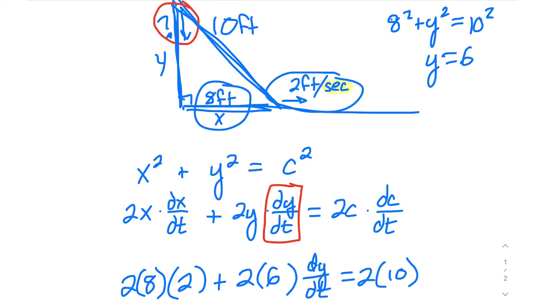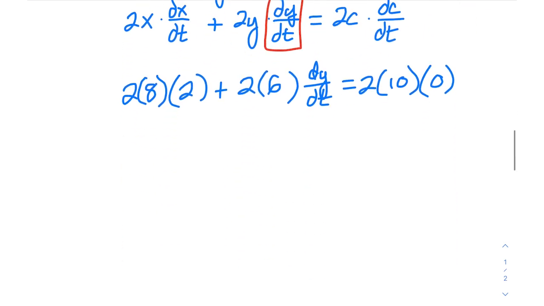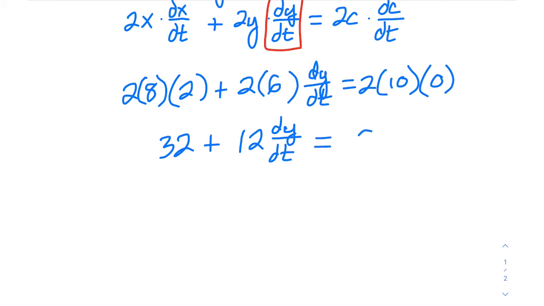So the dc/dt on these falling ladder questions, the actual ladder itself has no change over time, which means that value is going to be 0. And we actually like that. It's going to simplify our math quite a bit. But a lot of people get stuck there and don't know what to plug in for the dc/dt. And then once we do that, we can just numerically solve. So 2 times 8 is 16, times 2 is 32, plus 12 times dy/dt equals 0. We subtract the 32.